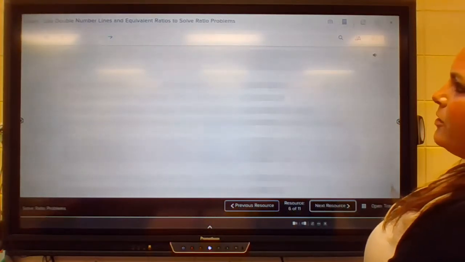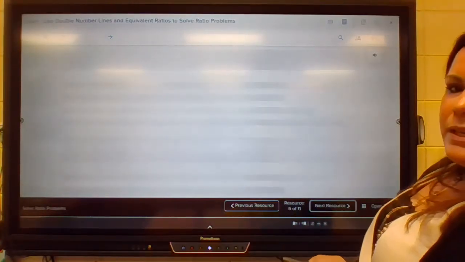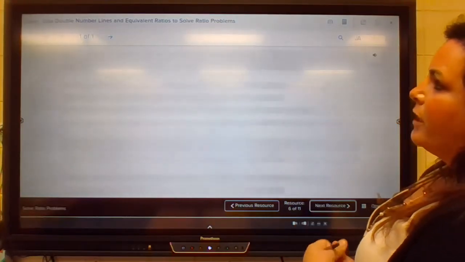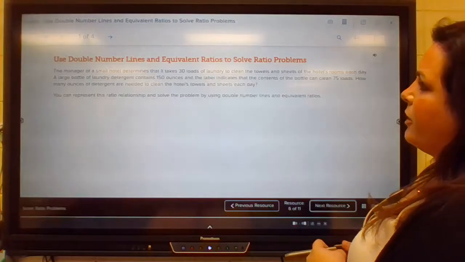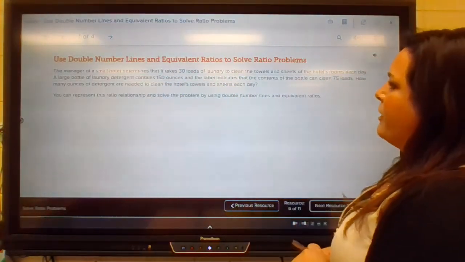Now, another way to do this, right? We've talked about bar diagrams before, is also to use double number lines. And we've used double number lines before in showing equivalent ratios. So here we go. Once again, coming back to equivalent ratios.